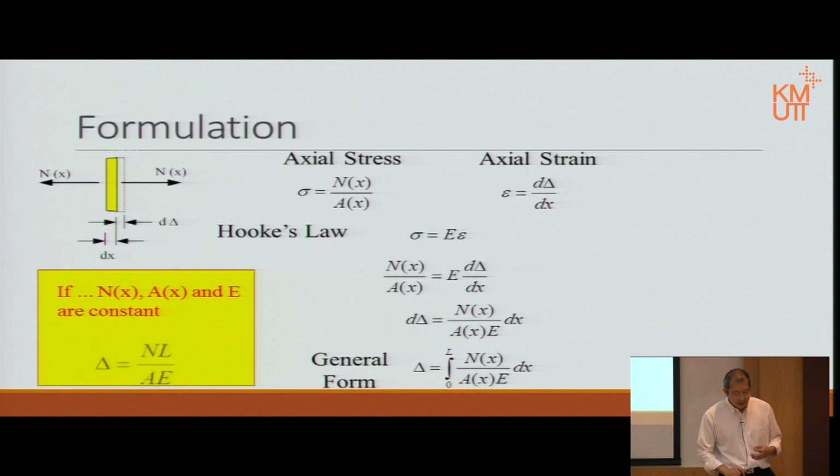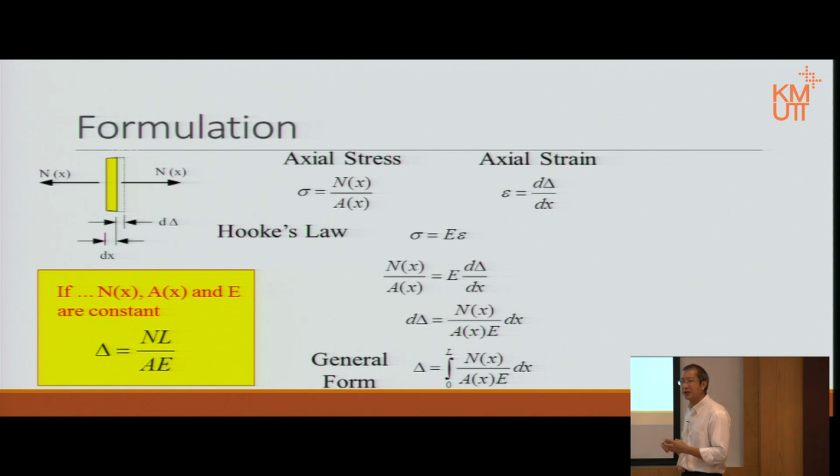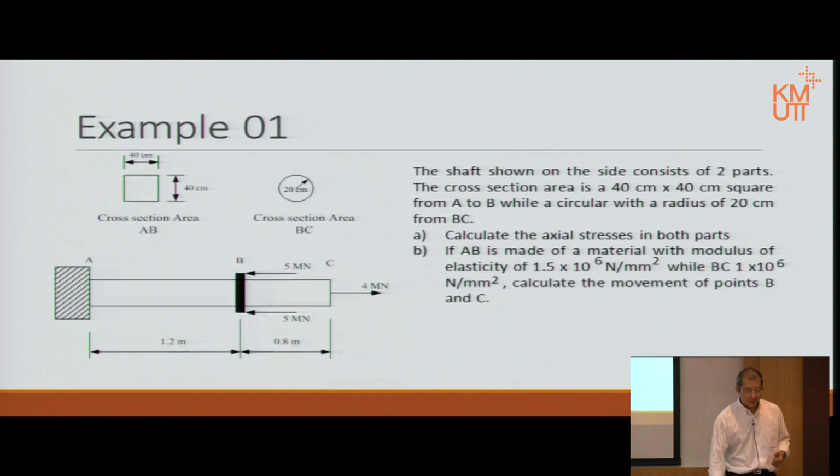Then that integration changes into this form. Since N is constant, we can take it out of the integration. A constant out, E constant out, only the integration of dx from 0 to L ends up with L. Therefore, this will be our expression. Not a general expression, this is a specific expression when axial force is constant and cross-section area is constant. And only one material, of course. So, that is the form of the equation we have.